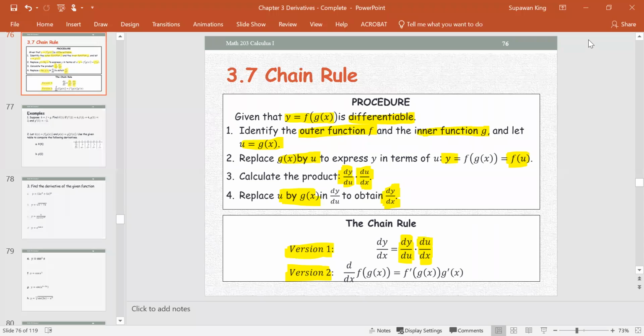Version 2: the derivative of the composite function f of g of x, where f is the outer function and g is the inner function, is the product of the derivative of the outer function and the derivative of the inner function, where the first part, the derivative of the outer function, has the input as the original inner function.